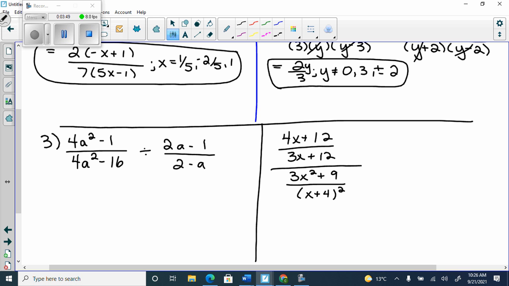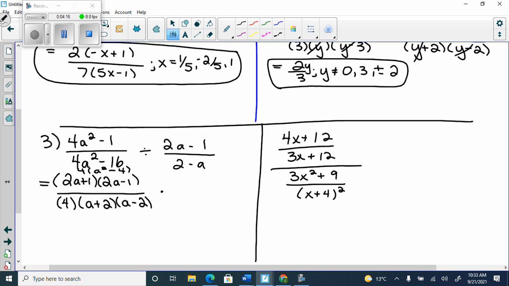So you're going to go 4x plus 12 over 3x plus 12, divide by symbol this. So the top left of this one is 2a plus 1, 2a minus 1. The bottom, I told you to take a 4 out first, then you were left with a squared minus 4. So you're going to get 4 times a plus 2, a minus 2. And then times, now we get 2 minus a, but I need a minus 2. So I'm going to take a negative 1 out, and it switches my sign. So I'm going to get a minus 2.